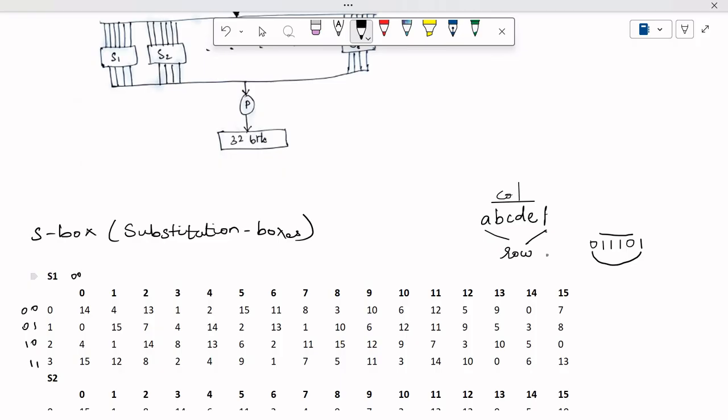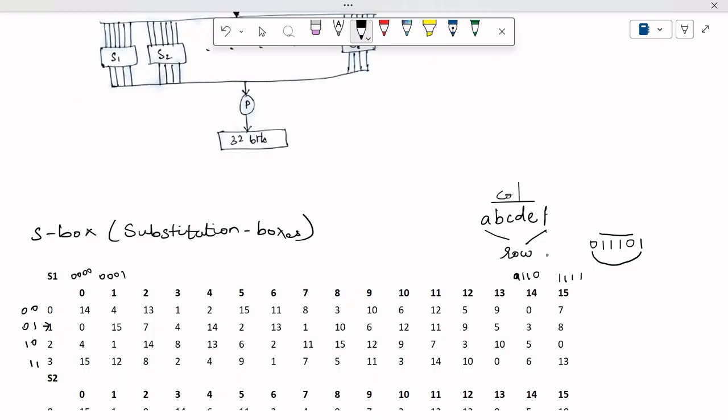Similarly, this is 0, 0, 0, 0, 0, 0, 1. Like that it goes on, and this is 1, 1, 1, 0, 1, 1, 1, 1. Right? So here 0, 1. So 0, 1 is this row.